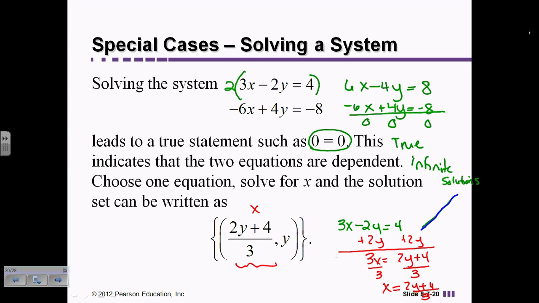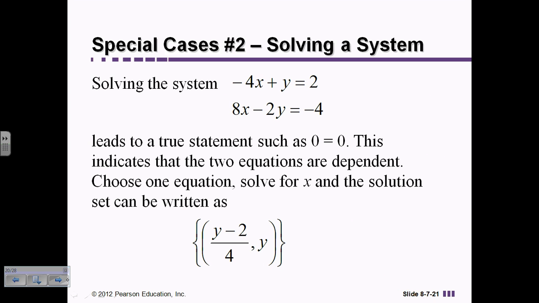All right, so let's do another one like that. So here we have two equations. Again, we're going to start it off the same way. We're going to try and get the x's the same, so we're going to multiply by 2. And when we multiply by 2, we get negative 8x plus 2y equals 4. And we get 8x minus 2y equals negative 4. So we end up with 0 equals 0.